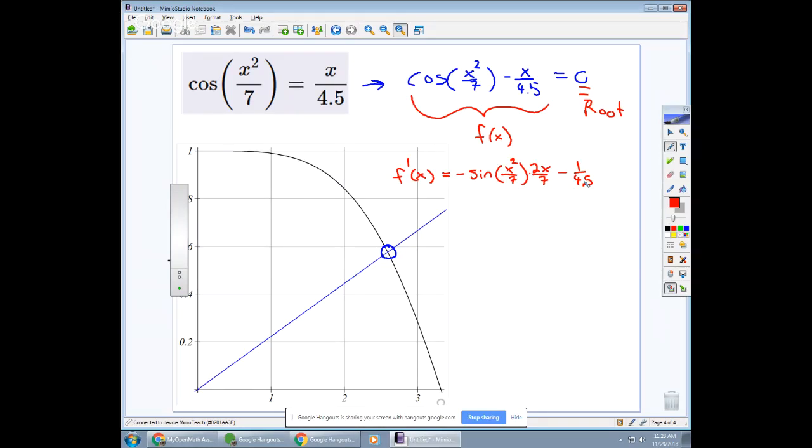Okay, so then to set up Newton's method, we always start with some x value and then we subtract the ratio of the function to its derivative. So the function is the cosine of x squared over 7 minus x over 4.5, and then we divide by its derivative, negative sine of x squared over 7 times 2x over 7 minus x over 4.5. And then that's the function I plug into either my spreadsheet or my Desmos.